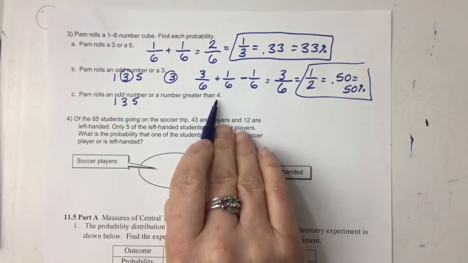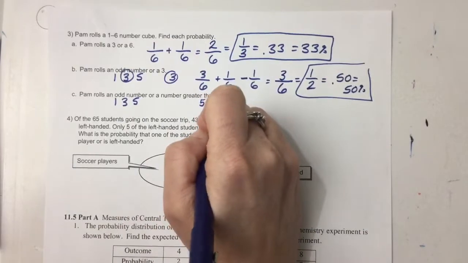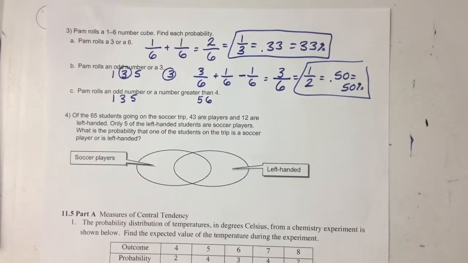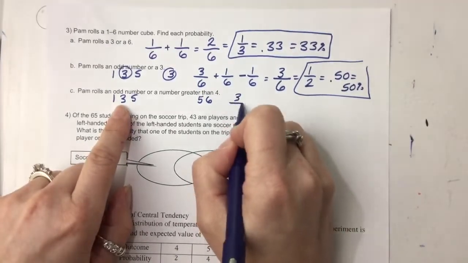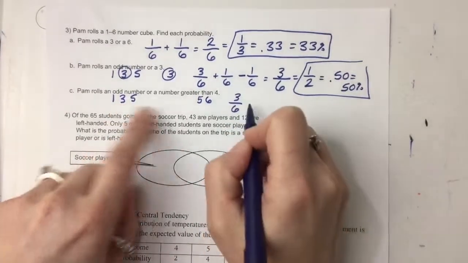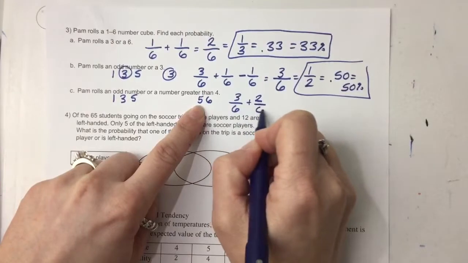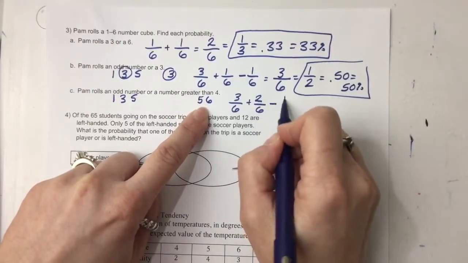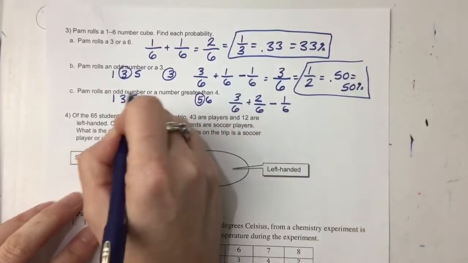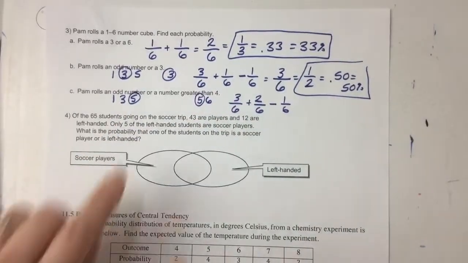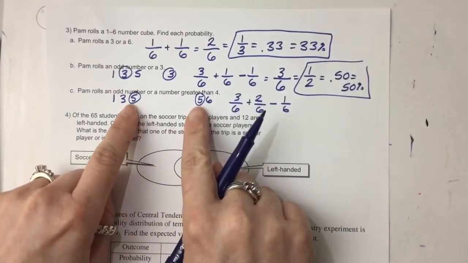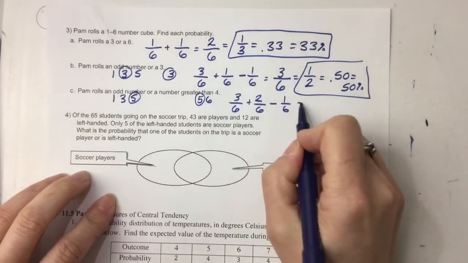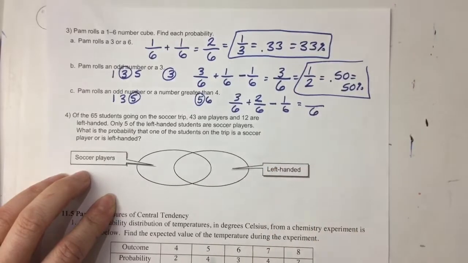So you can't include 4. Greater than 4 is 5 and 6. So again, this time I will have to subtract because there's some overlap. There are 3 out of the 6 sides that are odd. There are 2 out of the 6 sides that are greater than 4, minus one of those values. The 5 was counted twice because it was part of both groups. So minus the one value that occurred in both groups, my denominator stays.